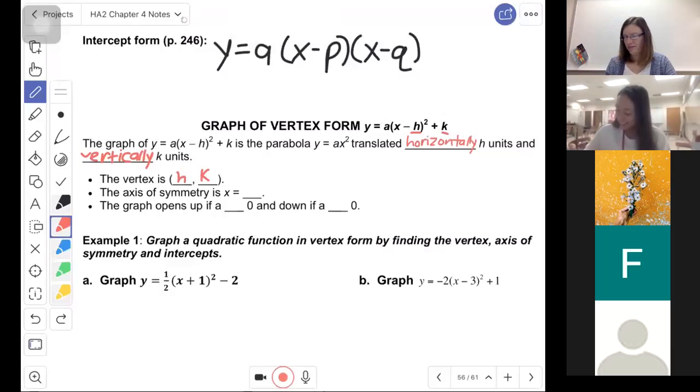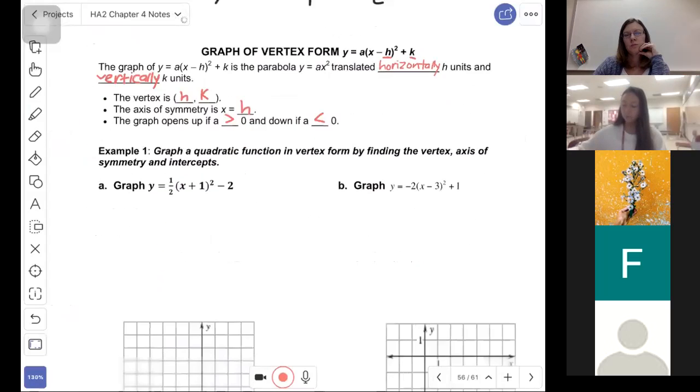Sorry about that. So yes, our axis of symmetry is going to be h here, that x coordinate of the vertex, just like how it was for standard form. The axis of symmetry is the x coordinate of the vertex. And we know if the graph opens up, then a is greater than 0, and down if a is less than 0. Okay.